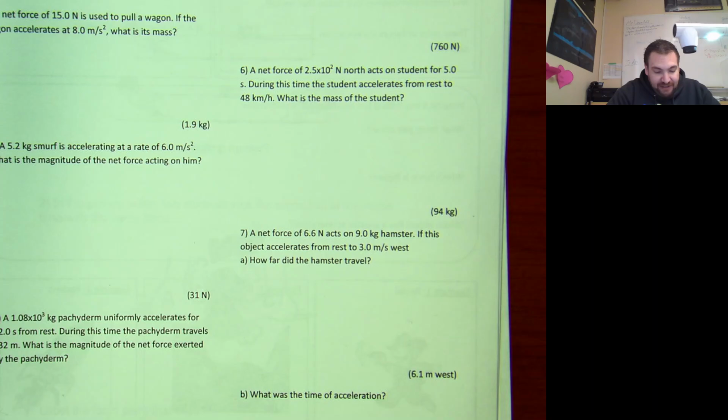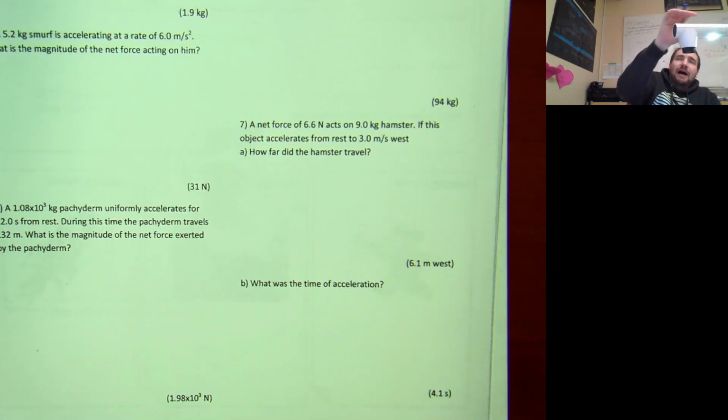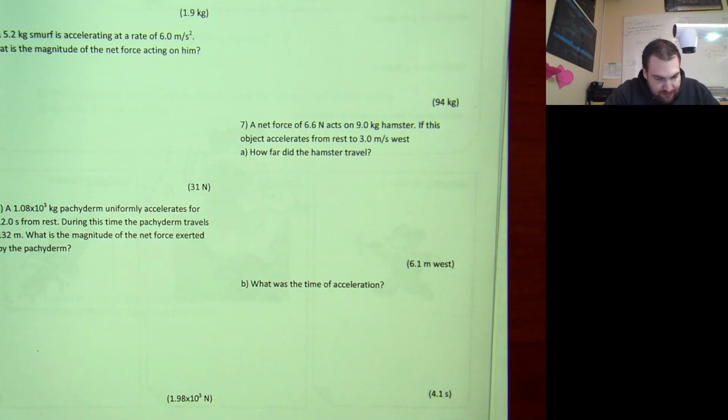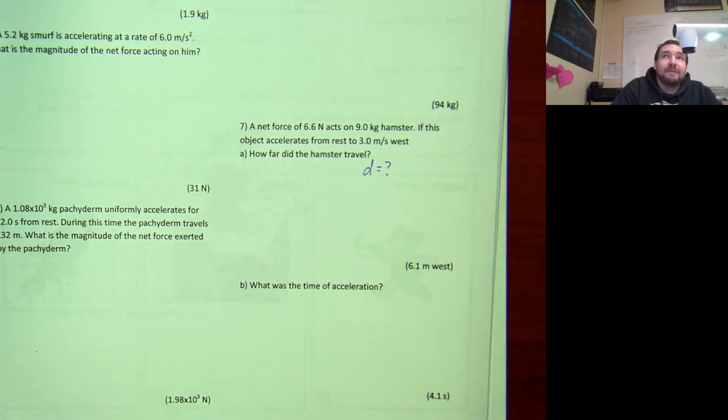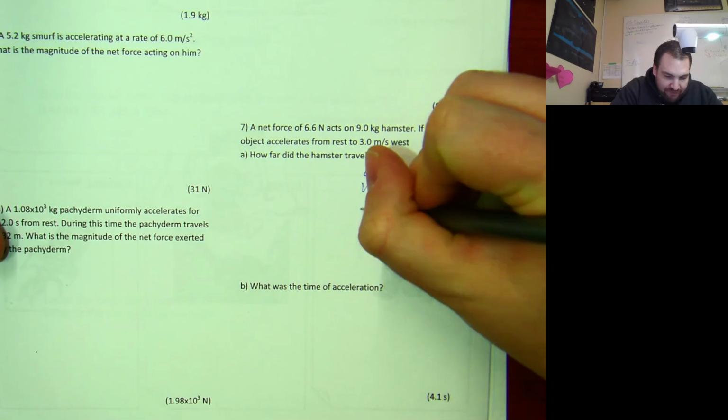So, this one is a kinematics question and they don't give us enough information. So we want to know how far this thing traveled. Good practice is to fill out the chart of everything we know. We want to know how far it went. We know that it initially was at rest. We know that finally it was going 3 meters per second.